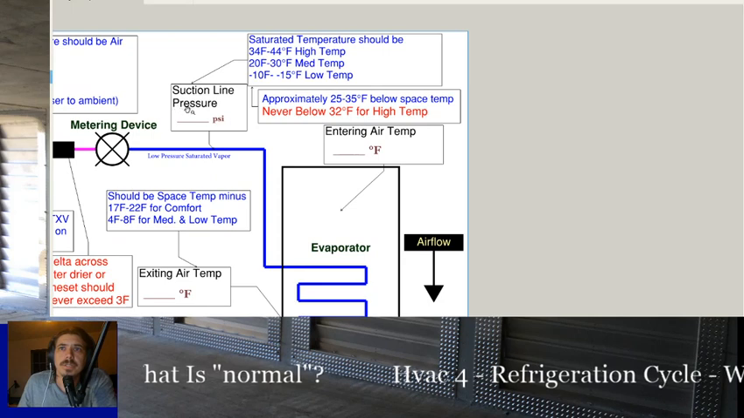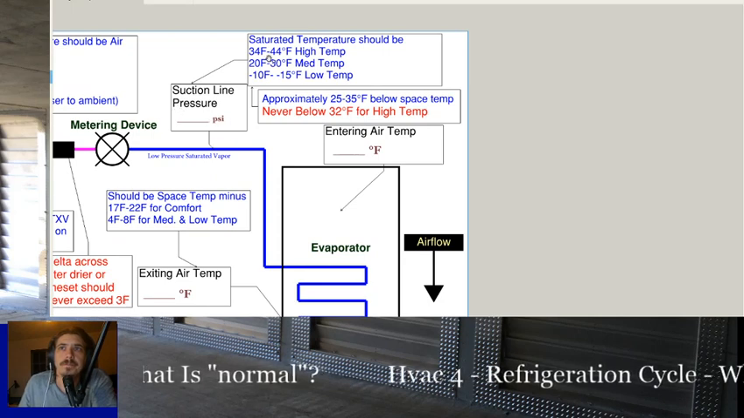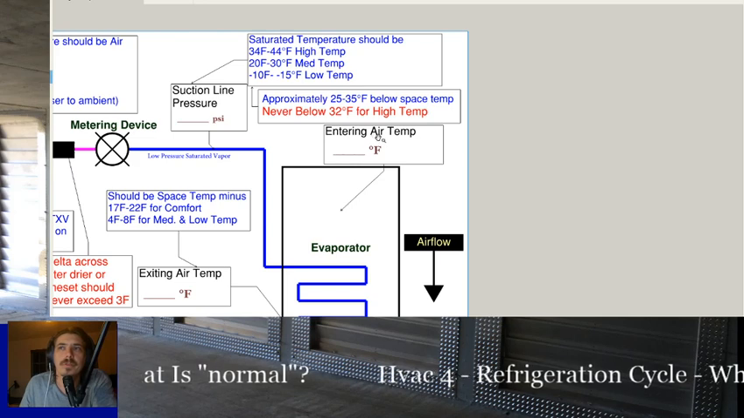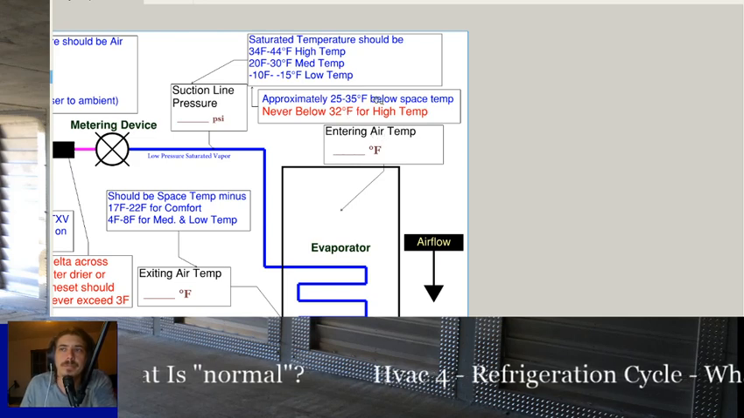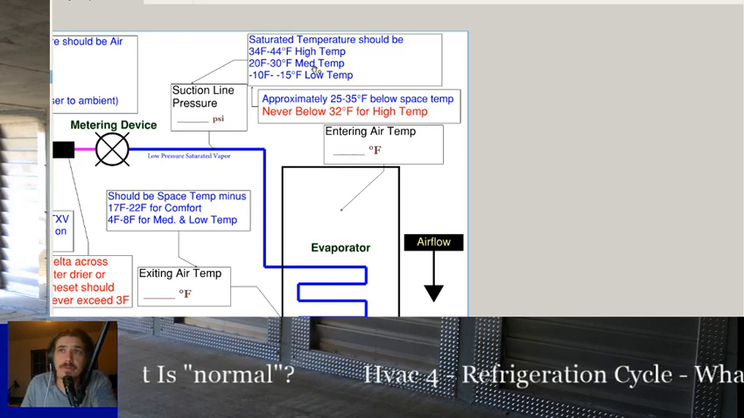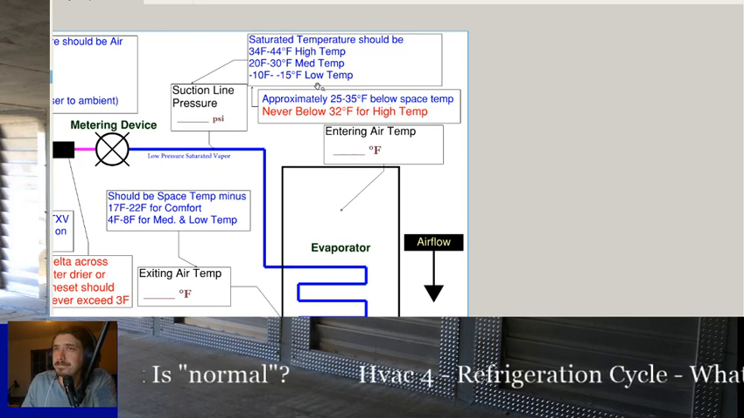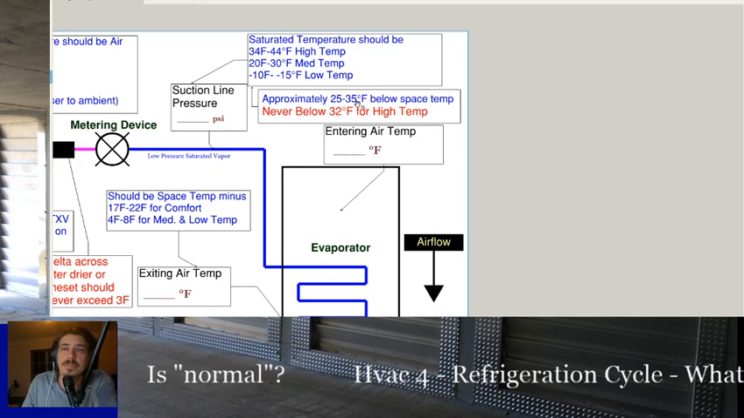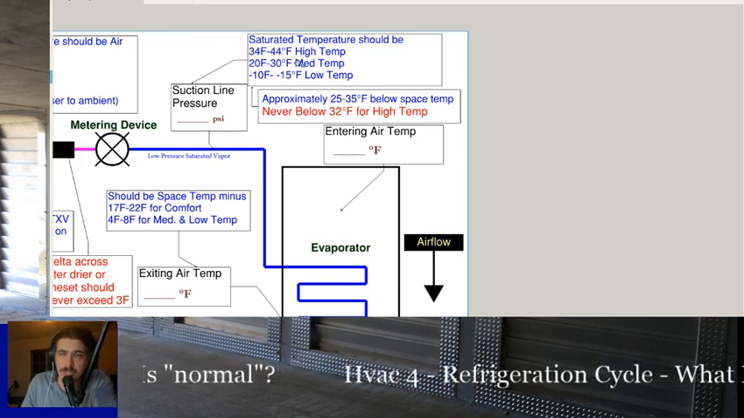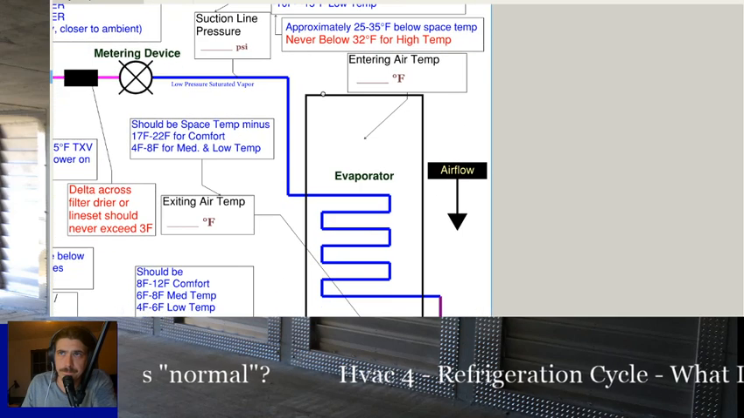So, suction line pressure should be 35 to 44 degrees for high temp, or about 25 to 35 degrees below space temp. So if you have a space temp that's not within 70 to 75, then you're going to have a saturated temperature that's different than this. But this is generally what you're shooting for.